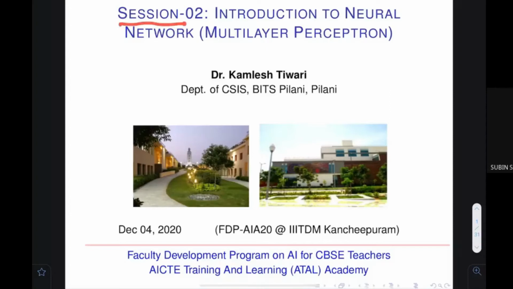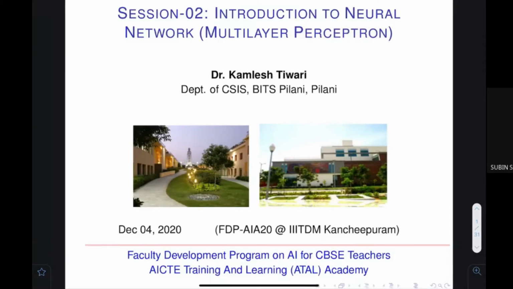Welcome to session 2 of the introduction to the neural network. In this particular session, we are going to talk about the multi-layer perceptron. In the previous session we have seen what the perceptron is, what the philosophy is, and how to find out the right parameters. All these things we have done.